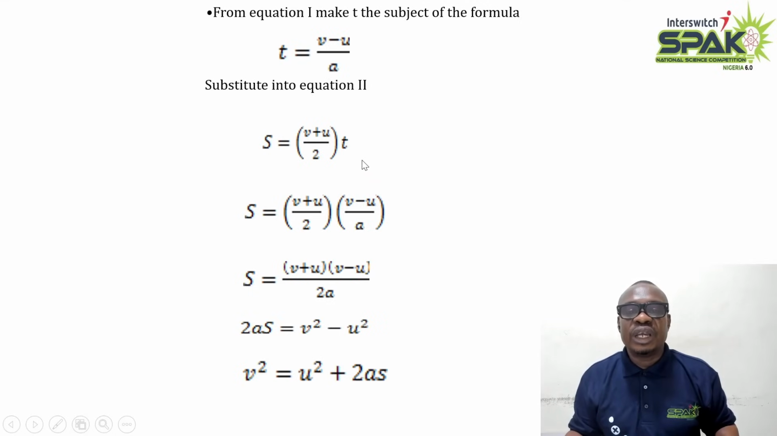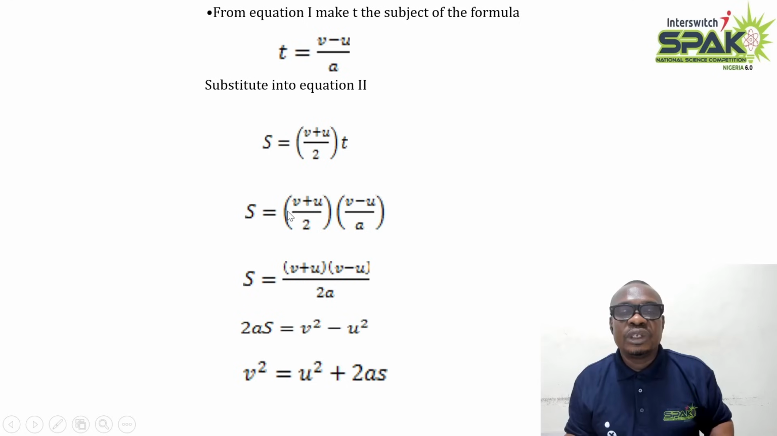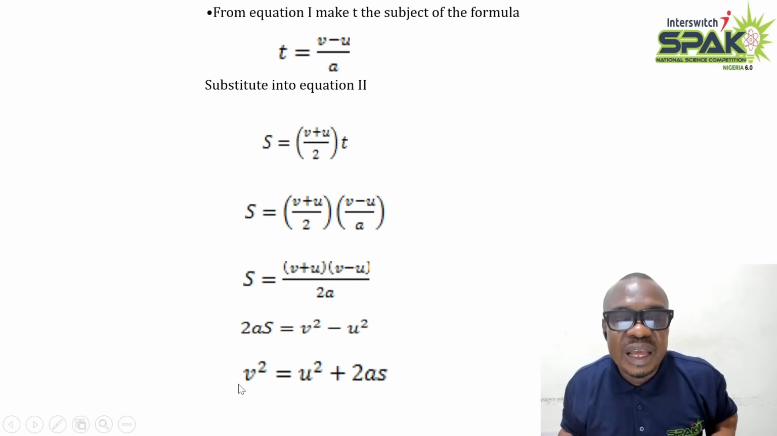So when you substitute into this, you now have (v plus u) all over 2 into (v minus u) all over a. The top one is (v plus u) in bracket times (v minus u) in bracket, over 2a. So what I have here is a difference between two squares. If you expand it, that is v times v, v squared, v times u minus vu, u times v plus uv, then u times u minus u squared. Then when you resolve it, you have v squared minus u squared equal to 2as when I cross multiply. Then let's make v squared the subject of the formula. Then finally we have this.